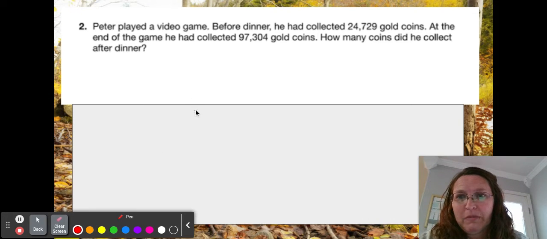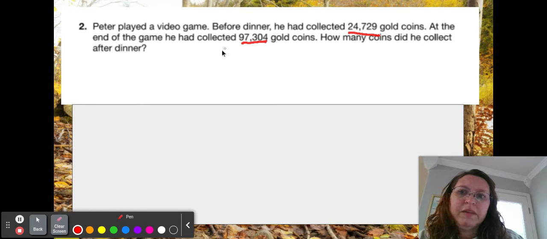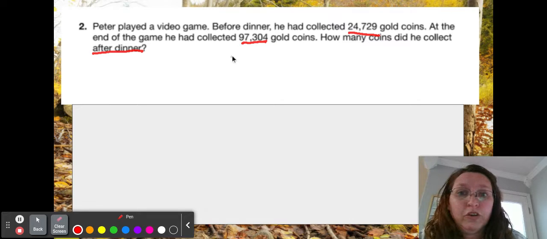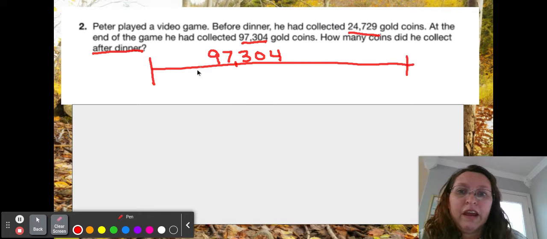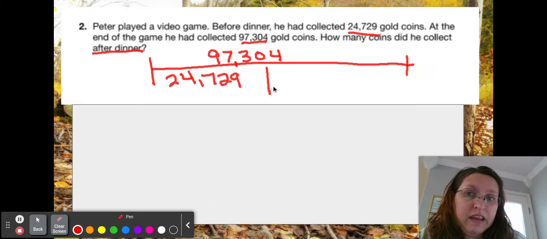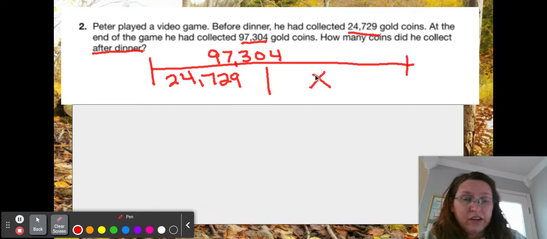Okay, so this problem right here, Peter played a video game. Before dinner, he collected 24,729 gold coins. At the end of the game, he had collected 97,304 gold coins. It says, how many did he collect after dinner? So we know he has 97,304 total coins. So I'm going to put that at the top of my diagram. Now I'm going to draw this diagram right here, and I know that he had 24,729 to begin, and we don't know how many he got after dinner.